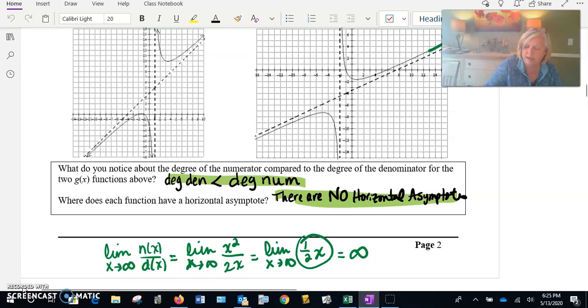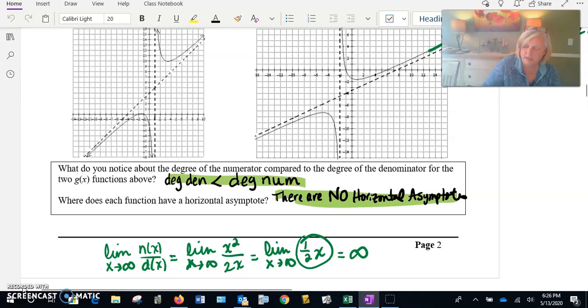I'll let you take a look at this graph in Desmos. If g of x was x cubed minus 5x plus 6x minus 3 over 2x plus 4, you will see that it has the same behavior. Same kind of concept. If I look at the limit as x goes to infinity, the winner in the top is x cubed. The winner in the bottom is 2x.